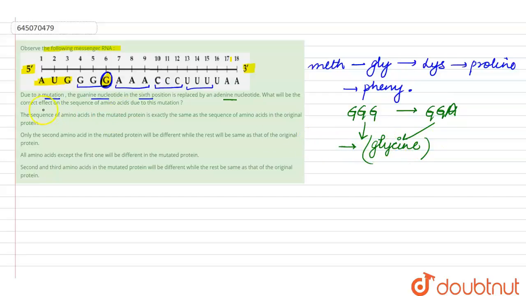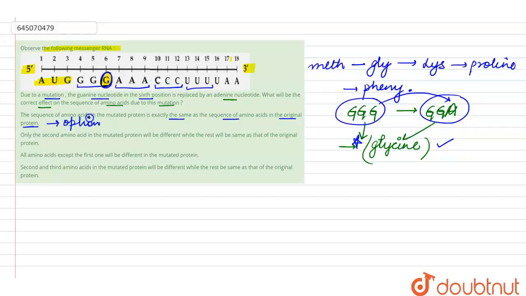So it says, what will be the correct effect on the sequence of amino acids due to mutation. Now we see that there will be no change due to the mutation. This mutation is not causing any change in the amino acid sequence because both the codons, even after the substitution of G by A, are going to code for the same amino acid. So this type of mutation is called a silent mutation. So the sequence of amino acids in the mutated protein is exactly the same as the sequence of amino acids in the original protein. So option number 1 is the right answer for this question.